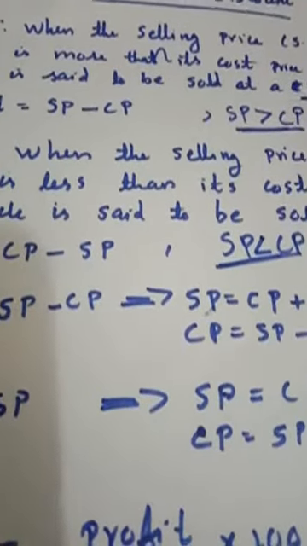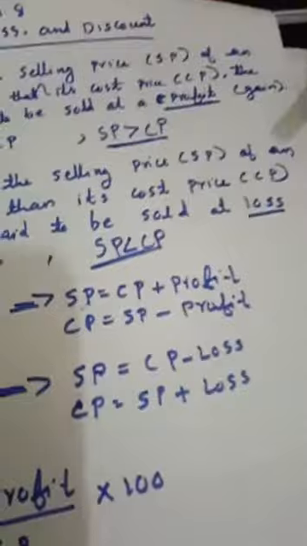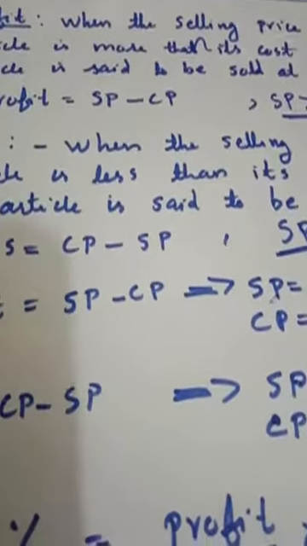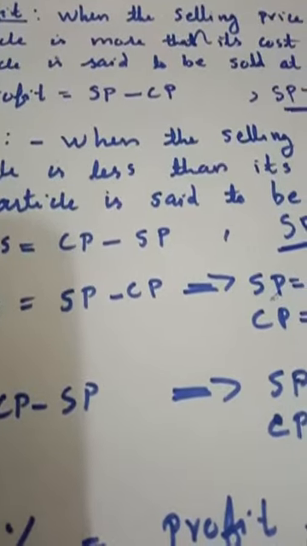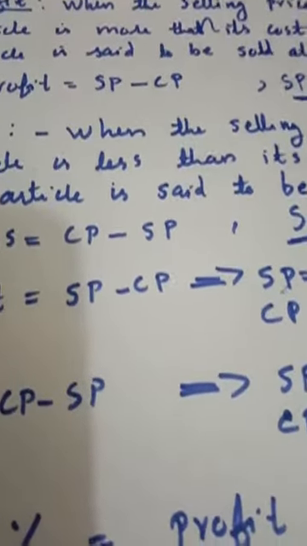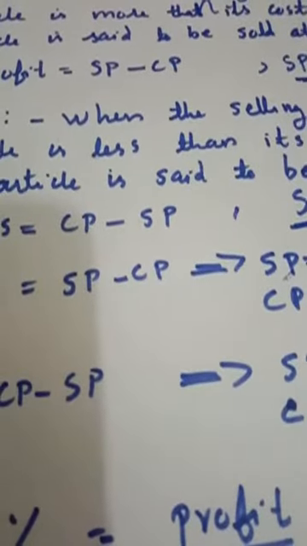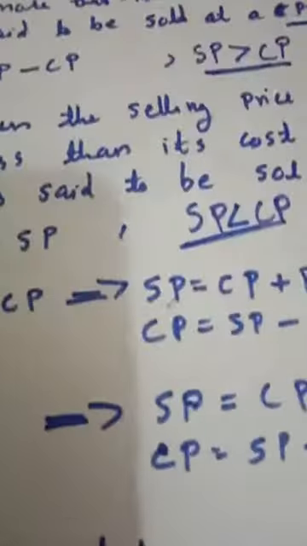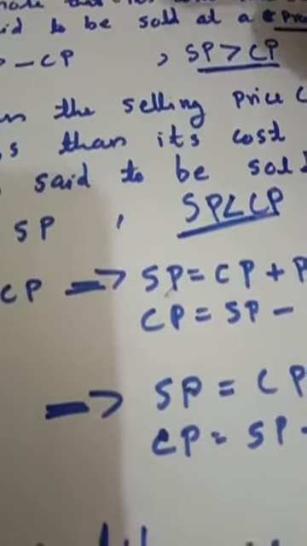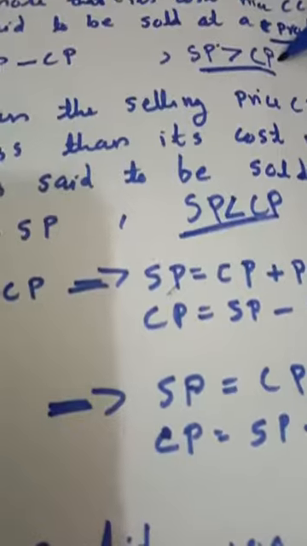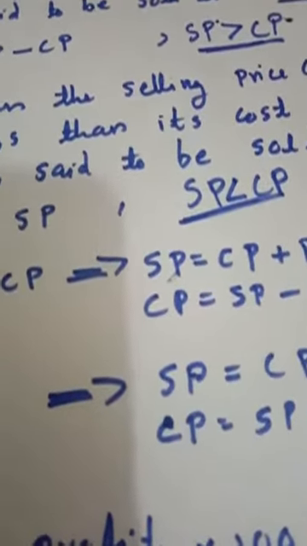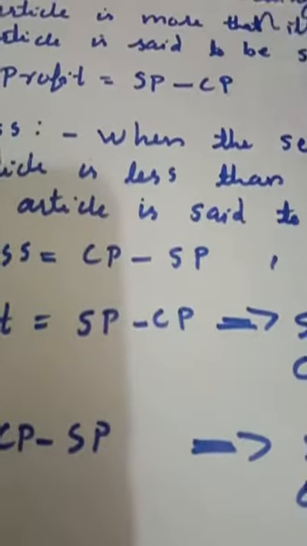Profit means when the selling price of an article is more than its cost price. If SP is greater than CP, then we will get a profit. How to find profit? Profit is SP minus CP.